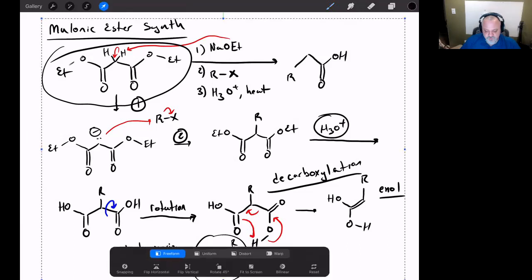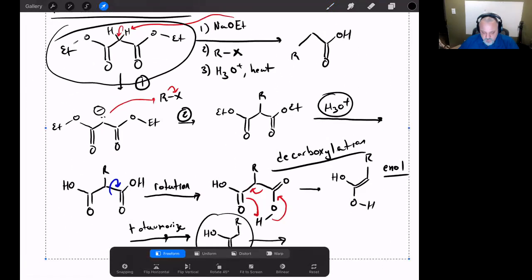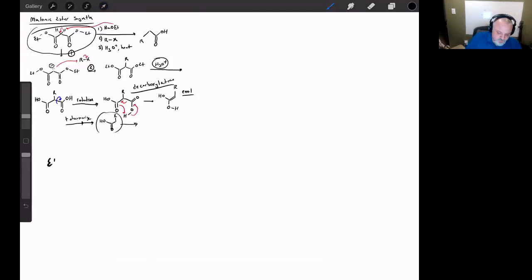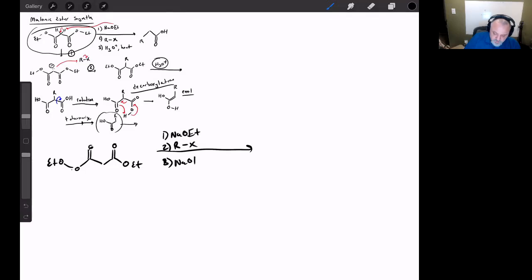Okay, you can also do this twice though. So let's take a look at that real quick. Let's just change this reaction sequence up just a little bit. So malonic ester, sodium ethoxide, RX, but then let's do that again with sodium ethoxide, and let's make it a different R prime X, and then let's finish that off with the hydrolysis that leads to decarboxylation.